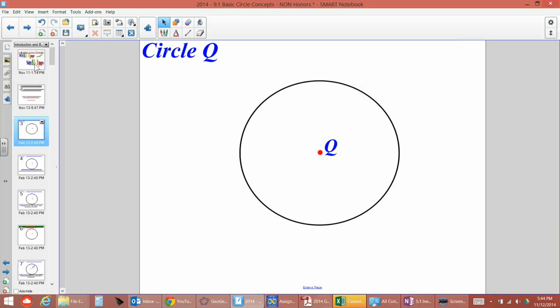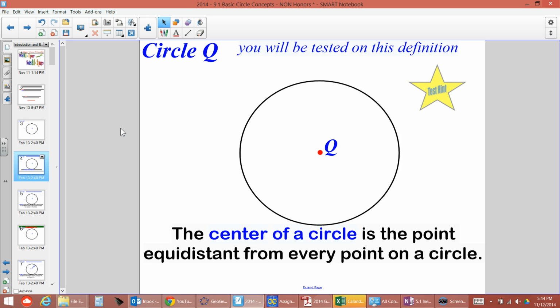All right, so for introduction, this is what we call circle Q. It's a circle, but circles are mainly defined by their center. Even though the center isn't a part of the circle, we still call this circle Q because it's centered at Q. Part of the reason for that is based on the definition of what the center of a circle really is. The center of a circle is a special magical place inside the circle that just happens to be the same distance from every single point on the circle. Okay, so no matter where I'm at on the circle, I know that Q is the same distance away.